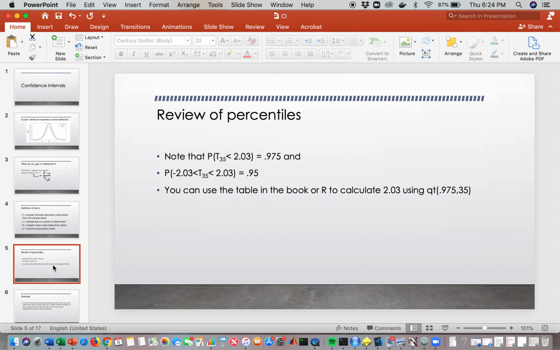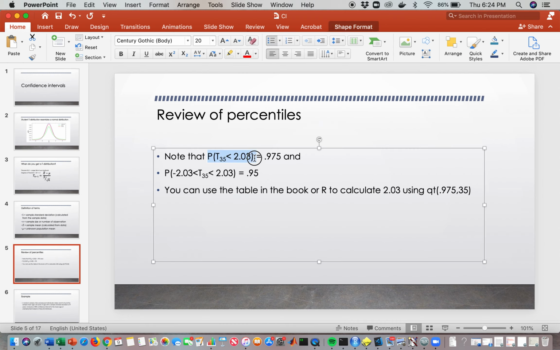Okay. So before I proceed, I just wanted to note a review of percentiles, and you can verify that the probability a t distribution is less than the value of 2.03 is 0.975. And furthermore, this middle line is very important. The probability a t distribution with 35 degrees of freedom lies between minus 2.03 and positive 2.03 is 0.95. Okay. You can use the table in your textbook or R code to calculate this value of 2.03. And here's how you do it in R: it's just qt. You need to feed in the percentile that you want, which in this case is 0.975, and the degrees of freedom, which is 35.